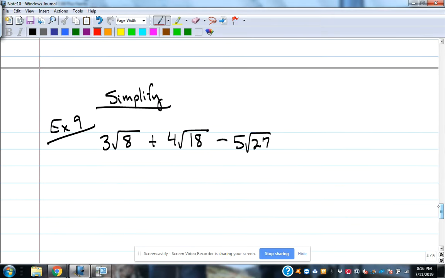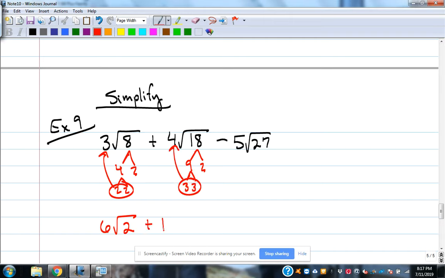Example 9, the last one, is adding and subtracting radicals. Again, the index on the radical has to be the same. These are all square roots, so that's nice, but we do need to simplify them. In order to add and subtract terms, you have to have the same radical on those terms. So let's simplify the square root of 8. 8 breaks down to 4 and 2, 2 and 2. There's a pair of 2's, so that comes out and multiplies by the 3, giving 6 radical 2. 18 is 9 times 2, there's a pair of 3's, which comes out and multiplies by the 4 to give you 12 radical 2.